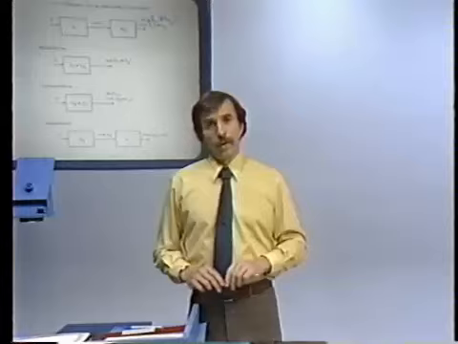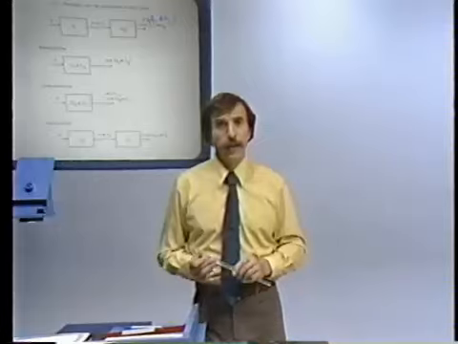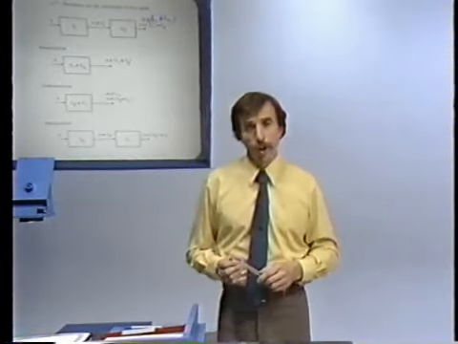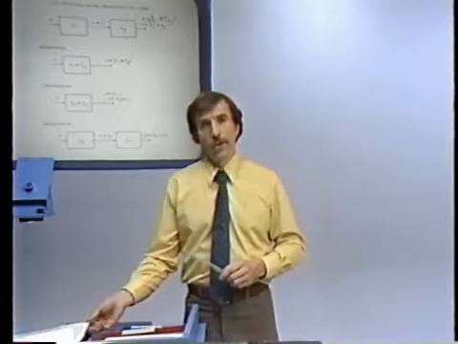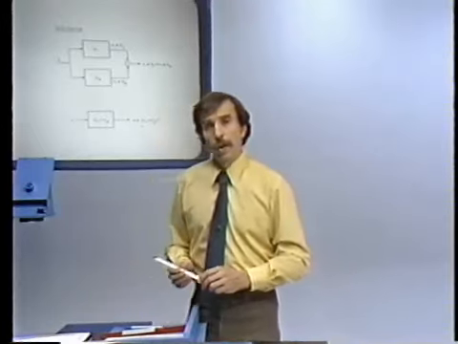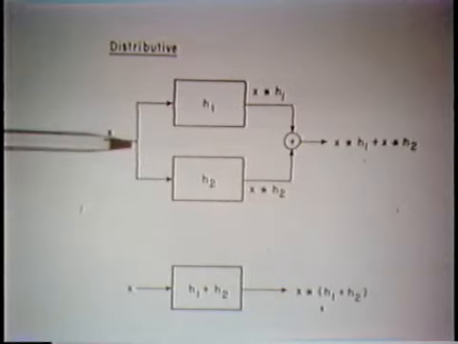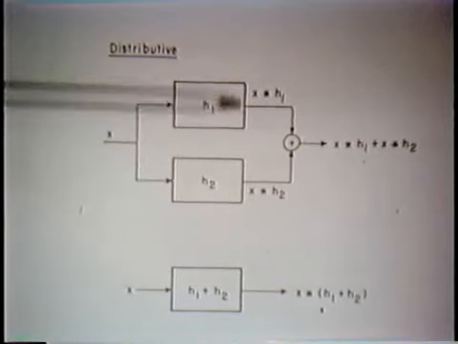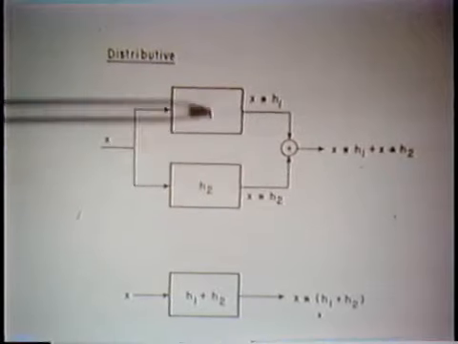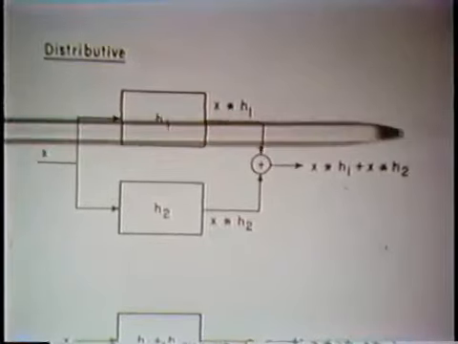The final property related to an interconnection of systems that I want to just indicate develops out of the distributive property, and what it applies to is an interpretation of the interconnection of systems in parallel. Recall that the parallel combination of systems corresponds, as I indicate here, to a system in which we simultaneously feed the input into H1 and H2, these representing the impulse responses, and then the outputs are summed to form the overall output.